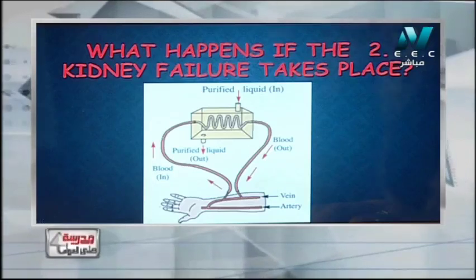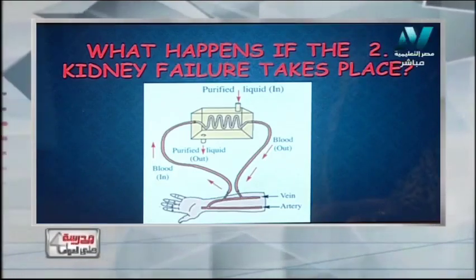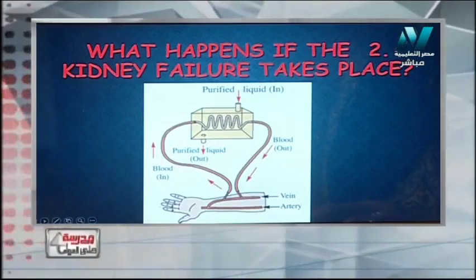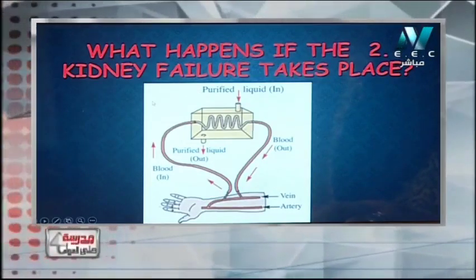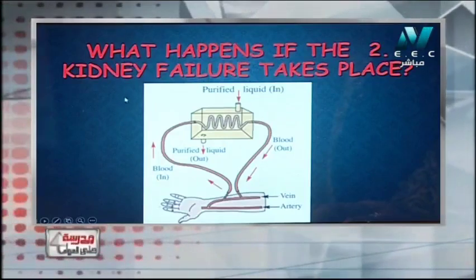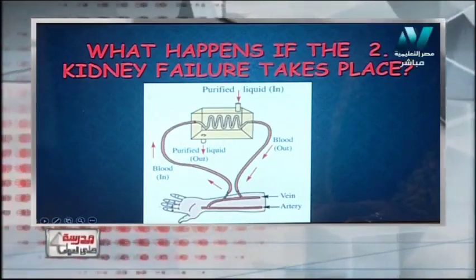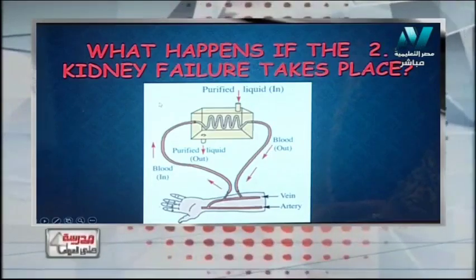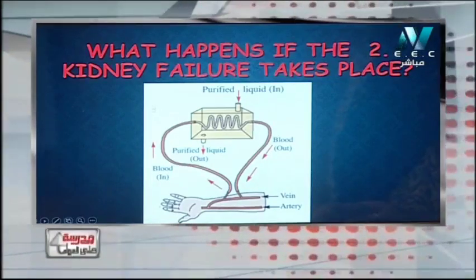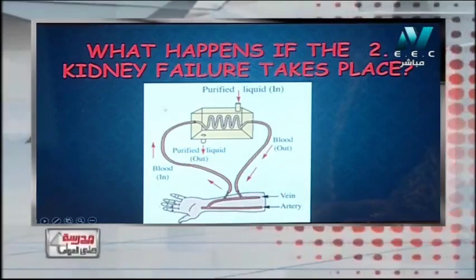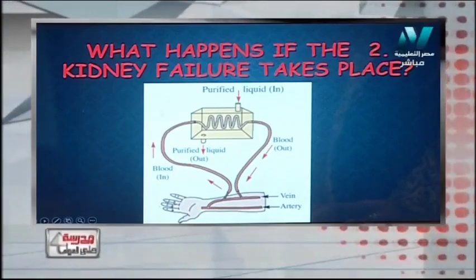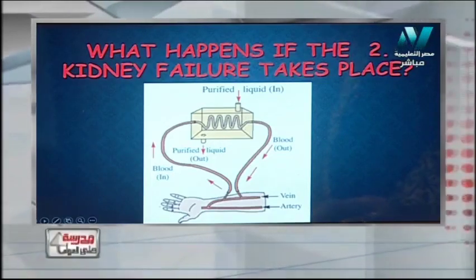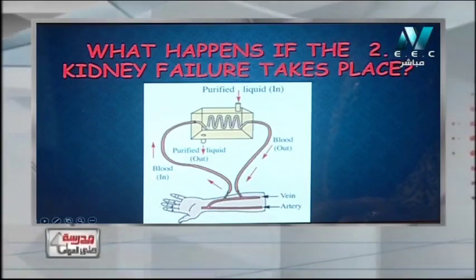Now, we have a question. What happens if the 2 kidneys fail to carry out their function? If a person suffers from kidney failure, what will be the resolution? He must purify his blood, and he must go to the hospital to carry out blood purification using a device called artificial kidney.